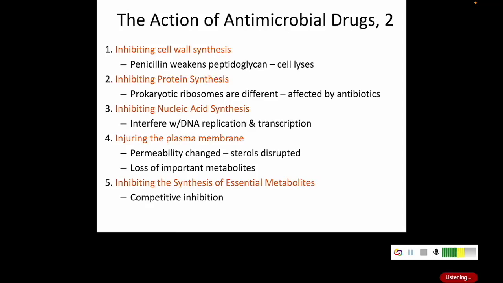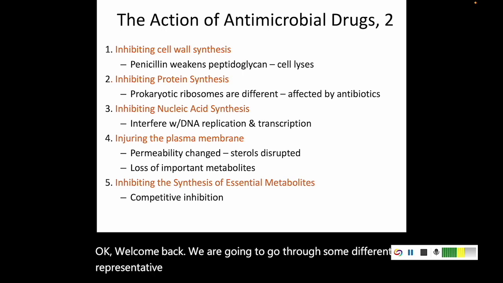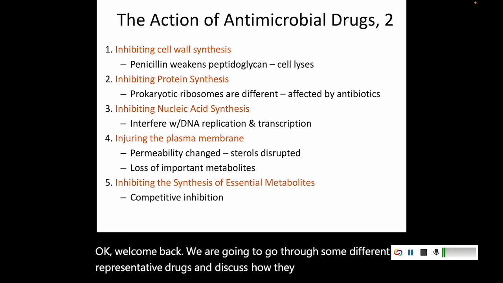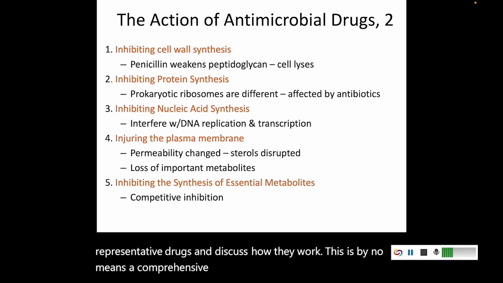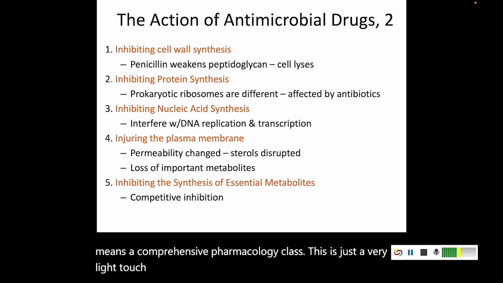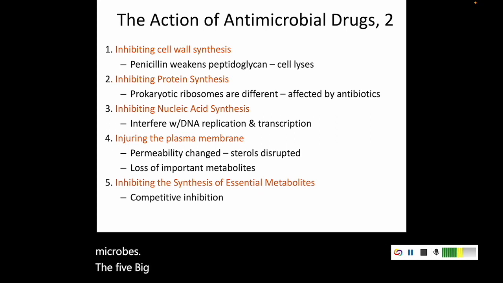Okay, welcome back. We are going to go through some different representative drugs and discuss how they work. This is by no means a comprehensive pharmacology class. This is just a very light touch at some different drugs that can affect some specific microbes. The 5 big ways that antibiotics can work.